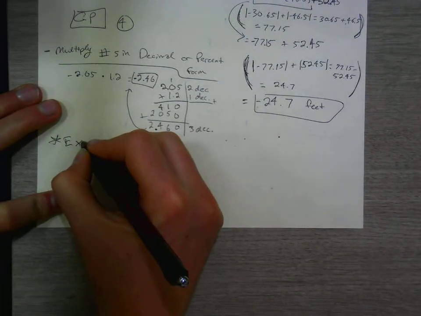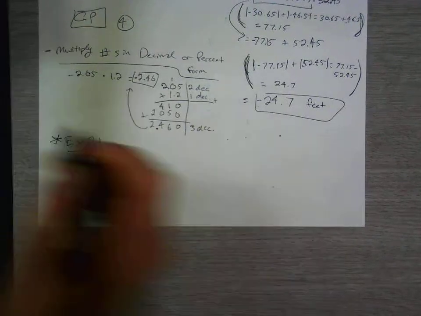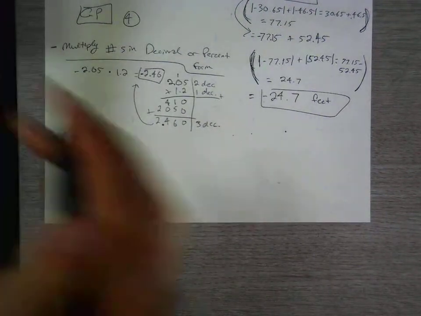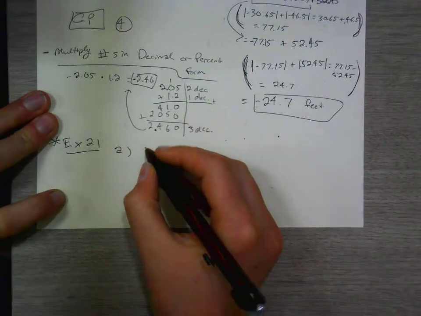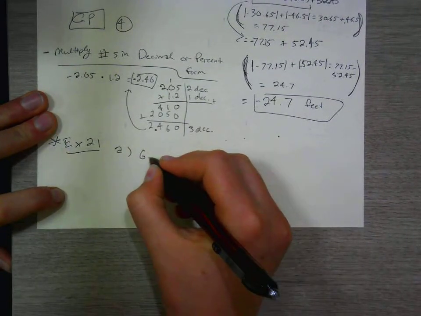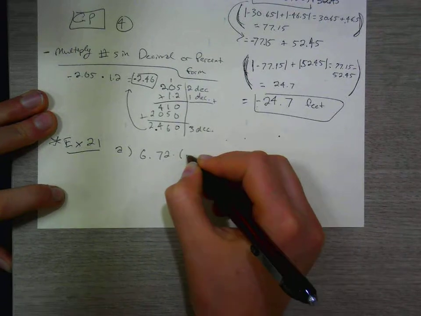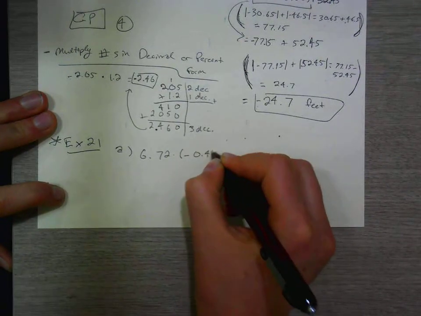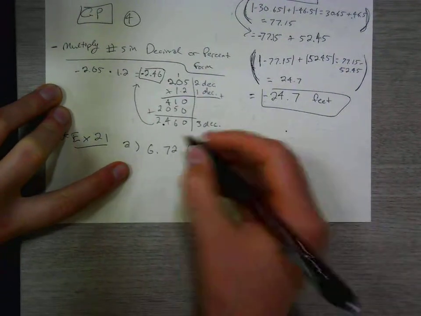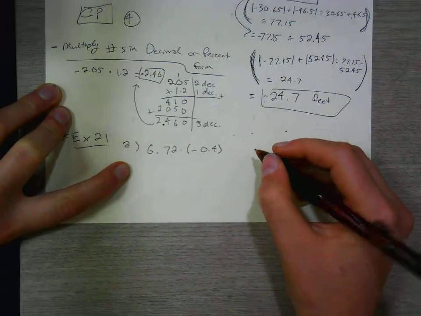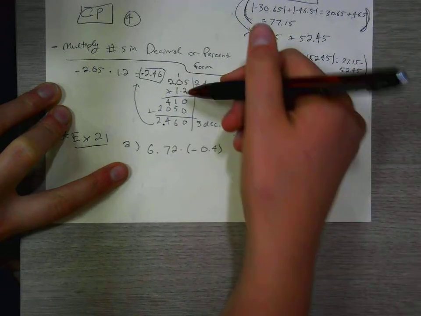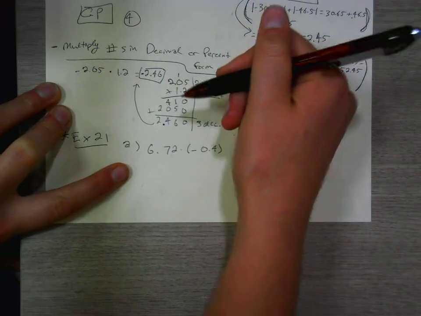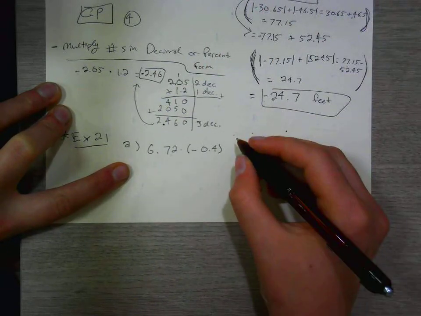Let's try Example 21. Example 21 states to evaluate each product. A, we see 6.72 times negative 0.4. So let's put that in our equation. And when you do the guided practice, I want you to evaluate them using this method, not the calculator, so that you know how to do this method. Okay? Let's put it together.